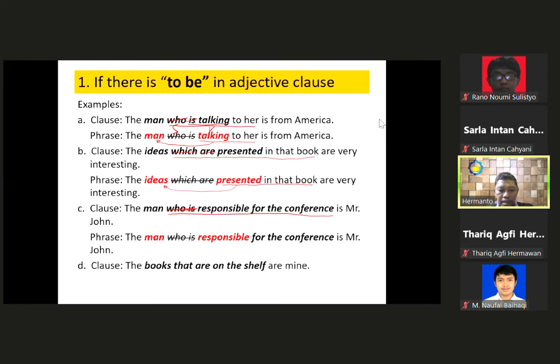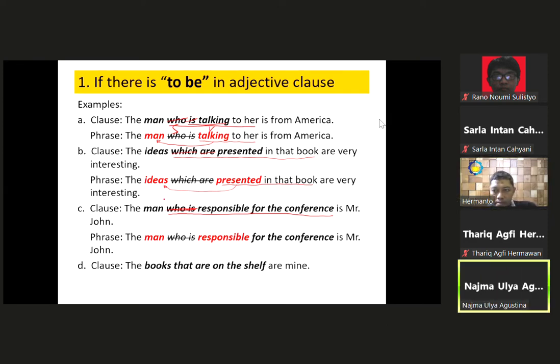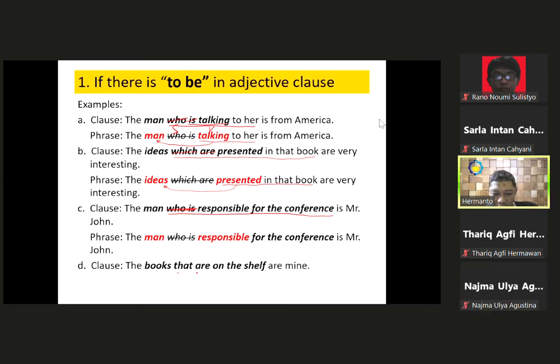And next one. The books that are on the shelf are mine. Which is the adjective clause, anyone? That are on the shelf. Excellent. And how can you reduce it into a phrase? You remove the subject pronoun that and to be. So what you get is: the books on the shelf are mine. Okay, everybody, so this is the way how you reduce a clause into a phrase.